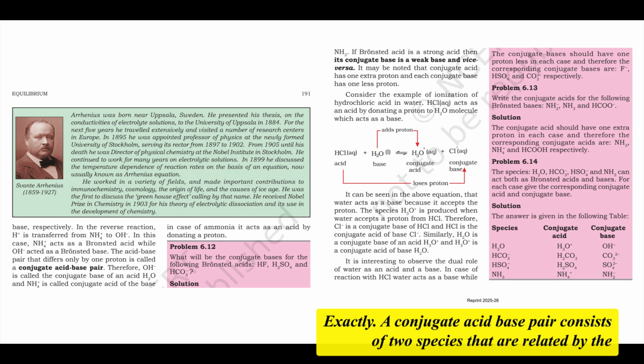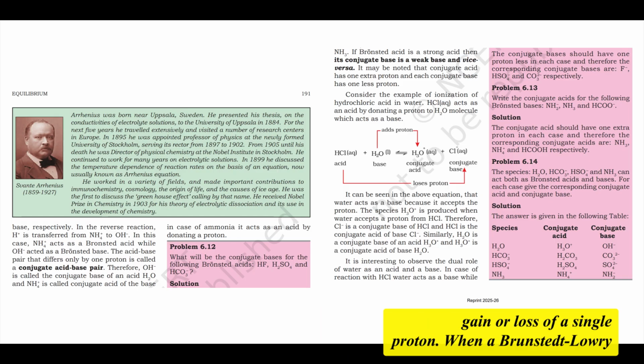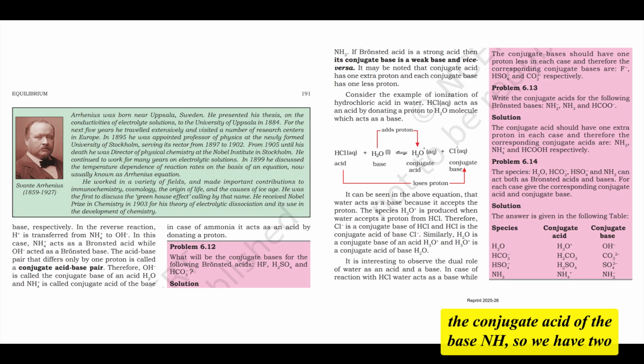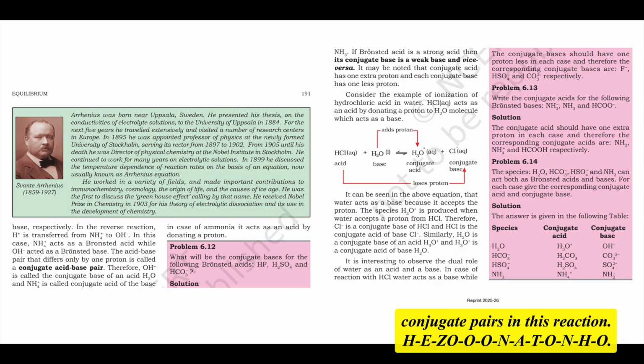A conjugate acid-base pair consists of two species that are related by the gain or loss of a single proton. When a Brønsted-Lowry acid donates a proton, the species remaining is called its conjugate base. In our example, OH⁻ is the conjugate base of the acid H₂O. When a Brønsted-Lowry base accepts a proton, the species formed is called its conjugate acid. In our example, NH₄⁺ is the conjugate acid of the base NH₃, so we have two conjugate pairs in this reaction, H₂O/OH⁻ and NH₄⁺/NH₃.